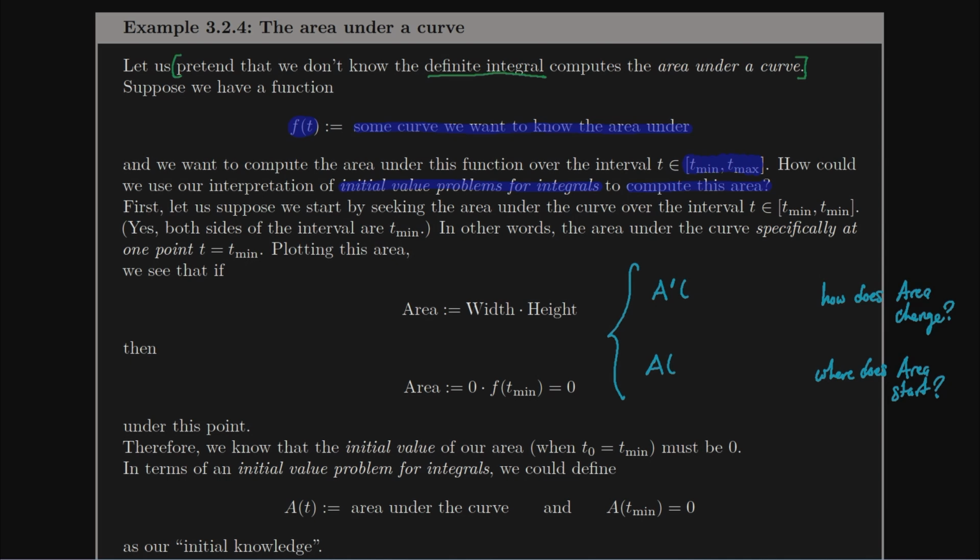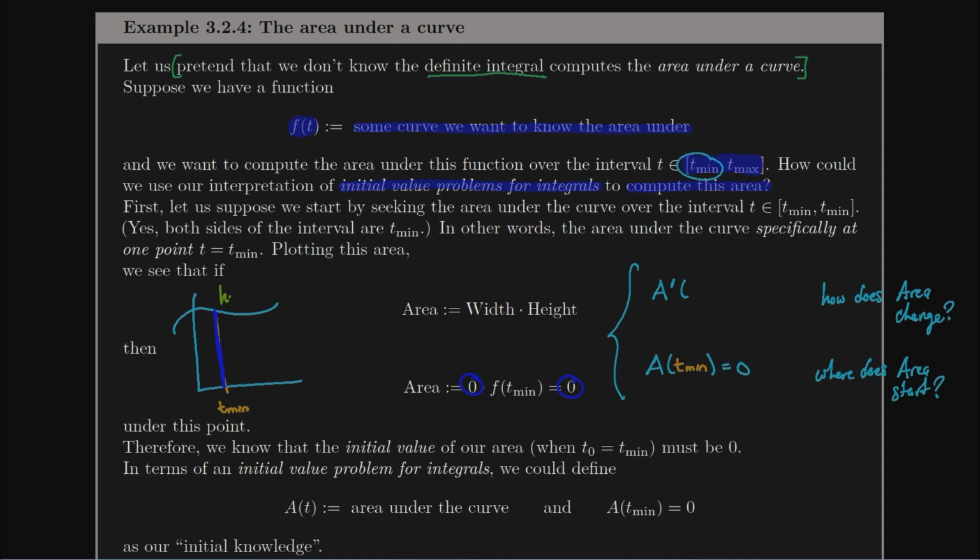Well, if we think about where it starts, let's say we're just going to compute the area as over some interval starting at t-min. Here's my plot, right? And then maybe let's say we start at t-min here. What is the area under the curve over the interval t-min to t-min, or wherever it starts? Well, it's going to be width times height. The width of that vertical line is going to be 0, and so my area is 0. So what we can say about the initial value is that the area starts at 0. But how does the area change, right? I think that's the important thing here.